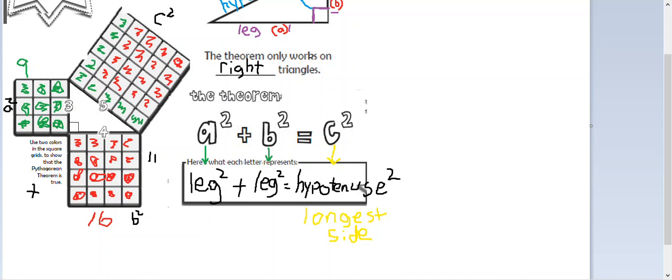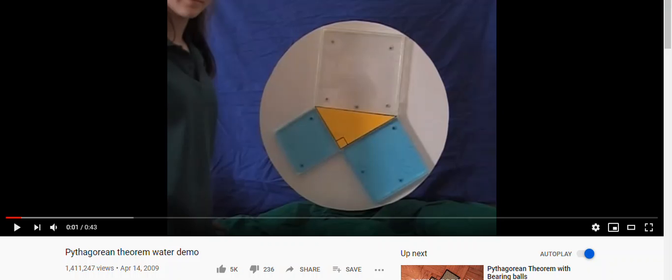So I know now that 9 plus 16 equals 25. And what is the square root of 25? That is 5. And that is what they labeled as C, our hypotenuse. So we know that A squared plus B squared equals C squared, or 9 plus 16 equals 25.